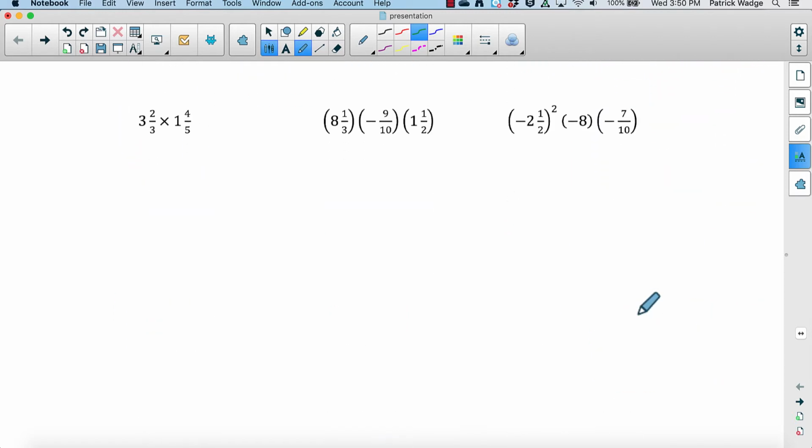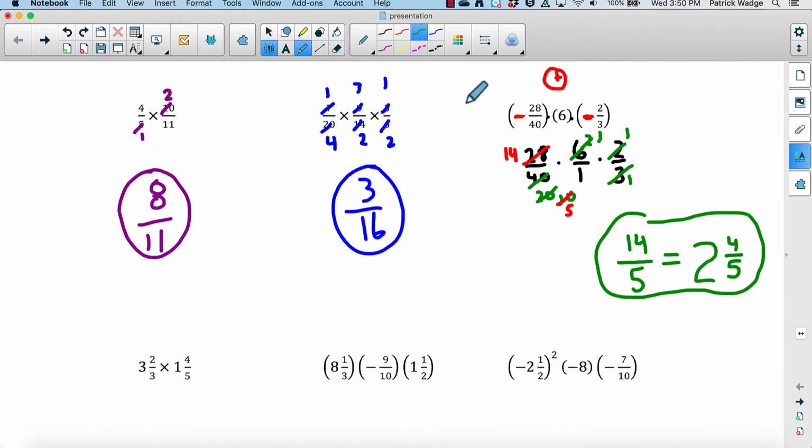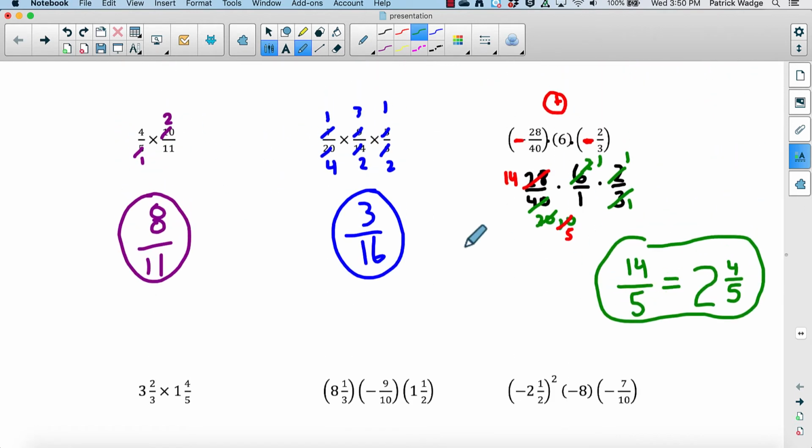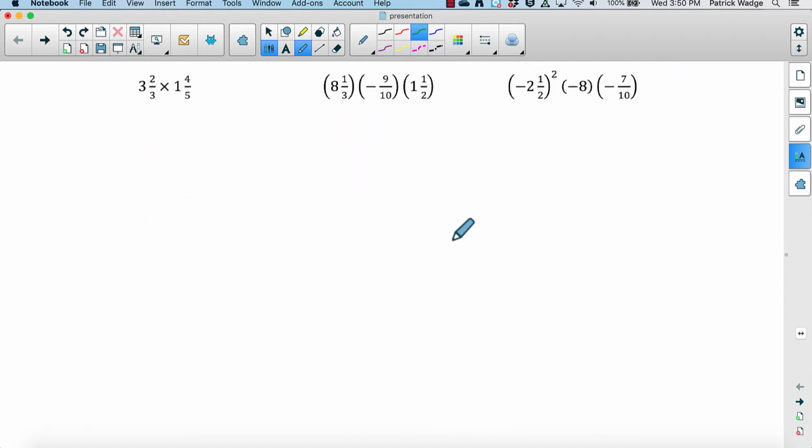Okay, now these next ones, no negatives, which is nice. Oh yeah, remember that last one was positive. I should at least think about that. It's positive, so no need to put a negative on that one. This one has no negatives, but it is mixed. So what do we have to do? We got to switch it into improper. 3 times 3 is 9, plus 2 is 11, so this one's 11 over 3 times.